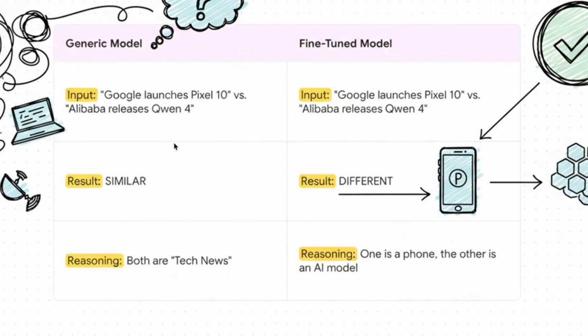Here is a simple example. The headlines Google launches Pixel 10 and Alibaba releases Qwen4 might be embedded as very similar. They are both tech news. But if you are doing semantic search, they are about completely different things. Fine-tuning aligns the model with your data and your definition of similarity. That is what makes retrieval actually work.